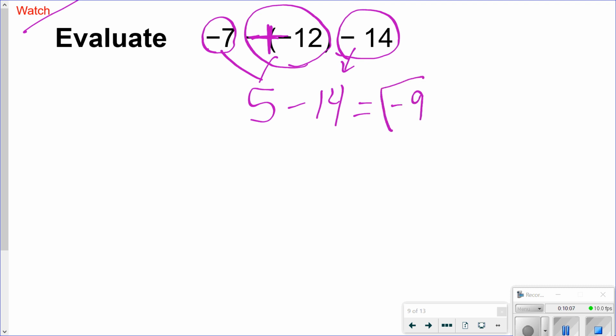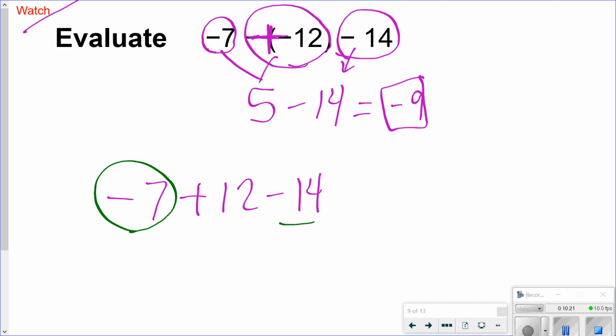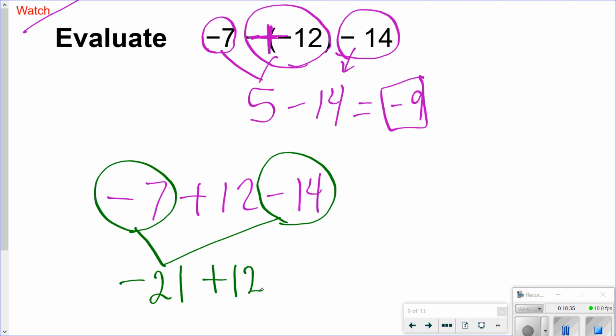If I had that negative 7, a plus 12, and a minus 14, I can circle my negatives and add those together, combine those. 7 plus 14 is 21, but we're going to keep that negative sign. So negative 21 plus 12. So now we have a negative 21, positive 12. The negative has more negative than it does positive.